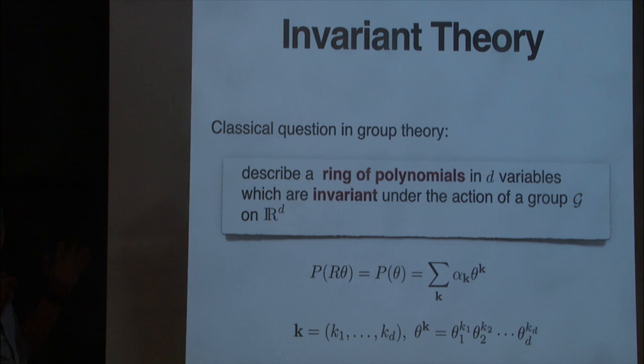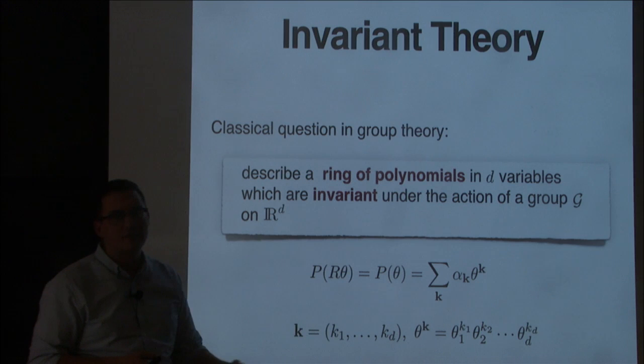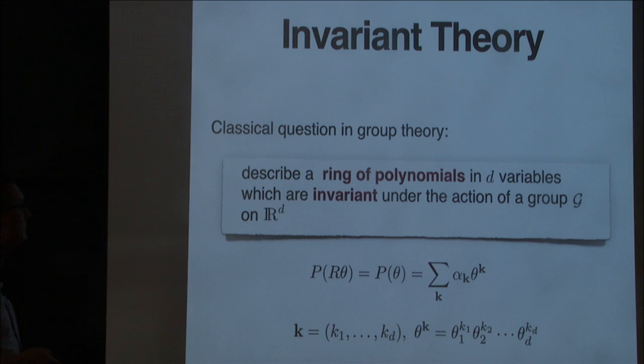And here's a classical question you may ask. There are many questions you may ask, but here's a classical question that is very similar to what we're interested in here. It says, describe the ring of polynomials in d variables which are invariant under the action of a group G on R^d. Invariant just means that the polynomial evaluated at R theta is the same as the polynomial evaluated at theta for any R. So why do I care about this question? Well, because this actually gives me a recipe on how to predict what those rates are going to be.